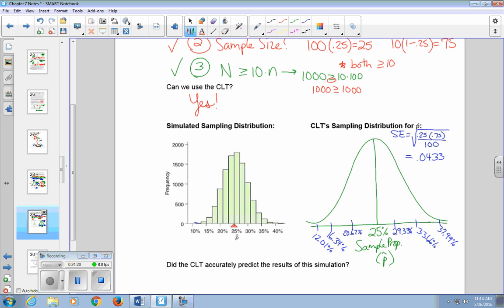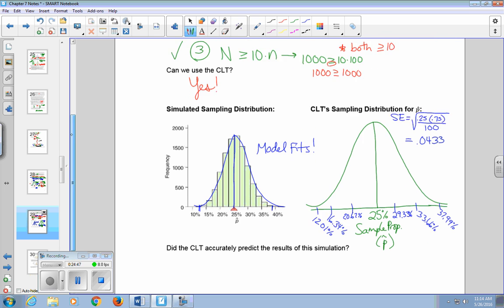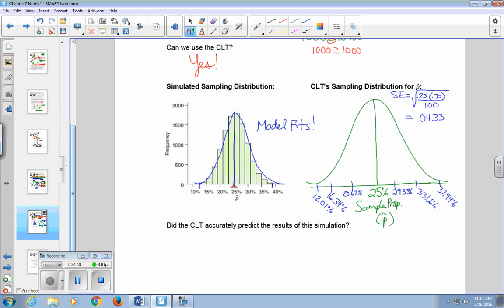All right, so how did this do? Well, it looks like the shape is accurate. It looks like the center was predicted well. It's at 25%. It looks like it starts on the left around 12% and ends on the right, our largest value, right around 38%. So it looks like the model fits. What this tells us is that the central limit theorem did a good job of predicting what the simulation produced. So did the central limit theorem accurately predict the results of the simulation? We can say in this case, yes.